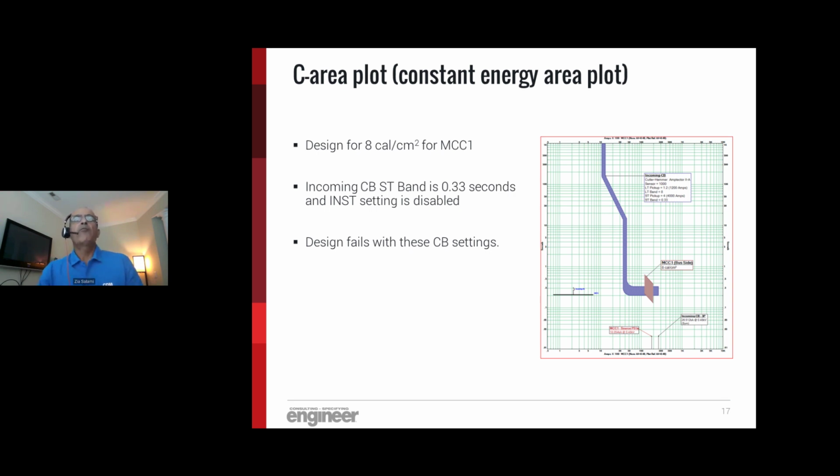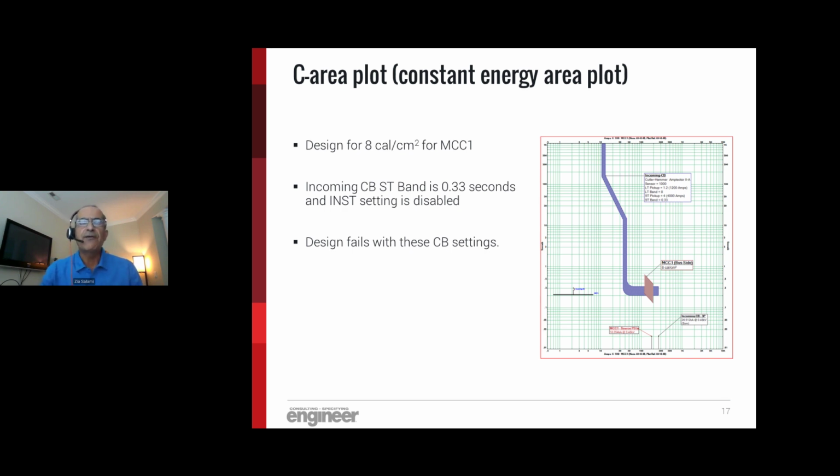Now, we also have circuit breaker settings currently. Let's say the short time band is 0.33 seconds, and the instantaneous setting is disabled. And this is a new design. We are starting with those new settings, and we want to see if we can achieve, at any condition, 8 calories per centimeter square at our MCC1.